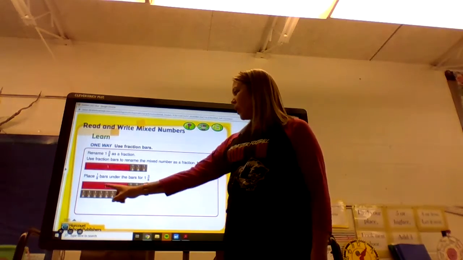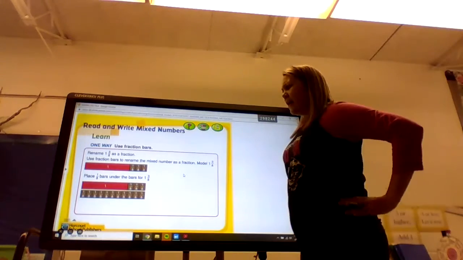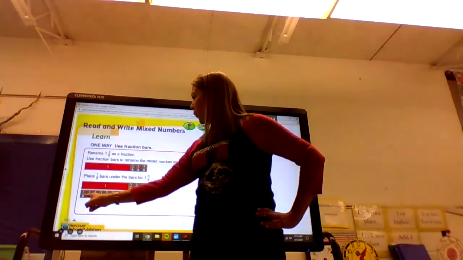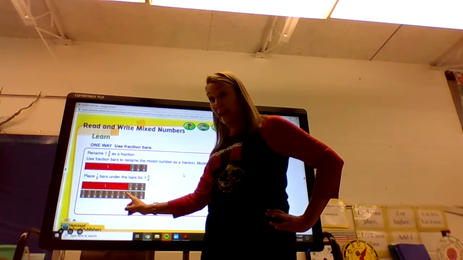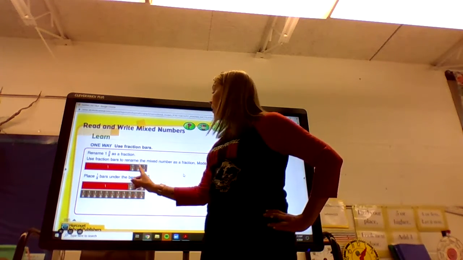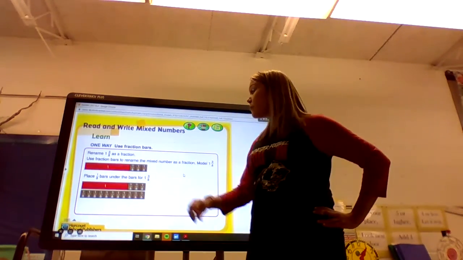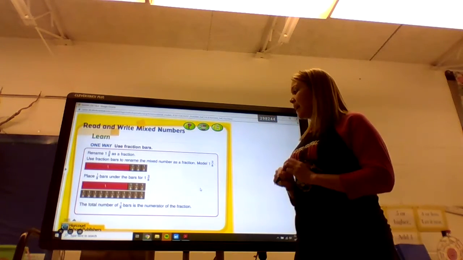So we have our 8 bars for our whole, and then our 3/8. How many eighths do we have total? Let's count. 1, 2, 3, 4, 5, 6, 7, 8. 8/8 is one whole, but 9, 10, 11. So if I write this as a fraction, it's 11/8.